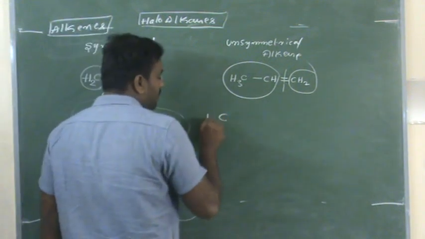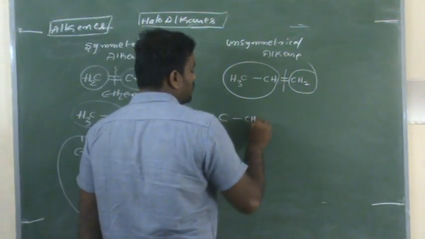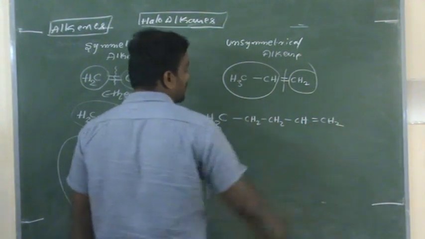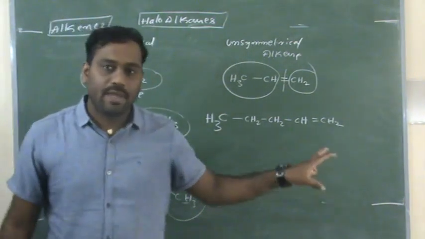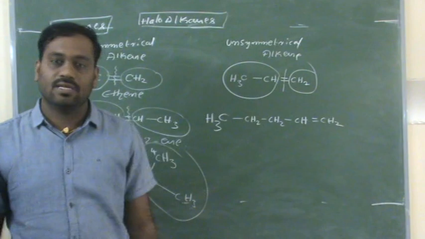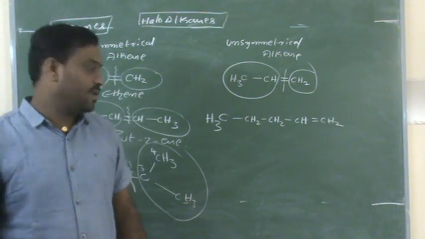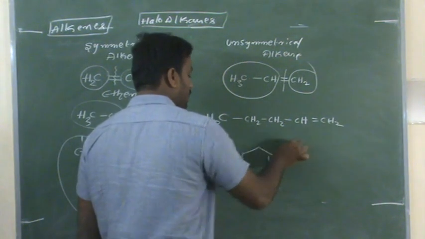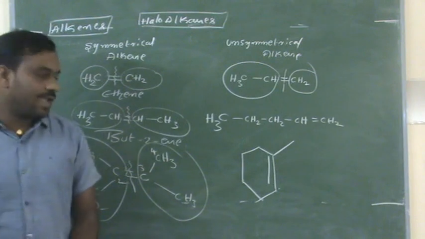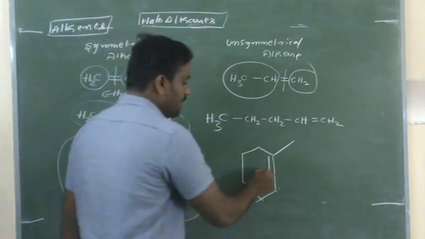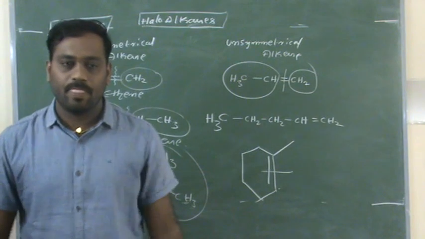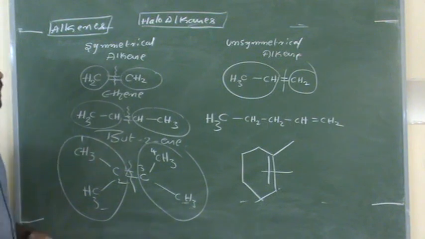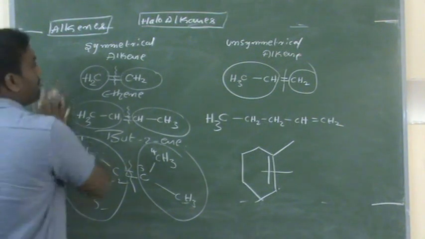One more example is CH3CH2CH2CH=CH2, which is called pent-1-ene. This is also an unsymmetrical alkene. And one more good example is this one, also an unsymmetrical alkene. Why can I call this unsymmetrical? If you cut here, it does not become equal halves. That's why it is also an unsymmetrical alkene. These are the best examples of symmetrical and unsymmetrical alkenes.